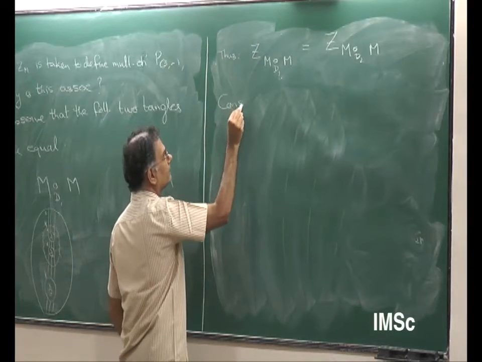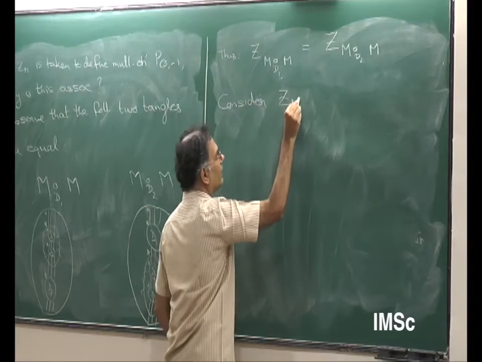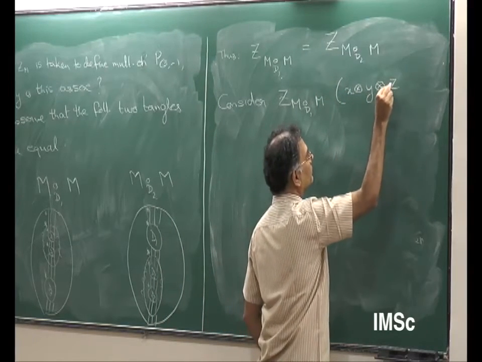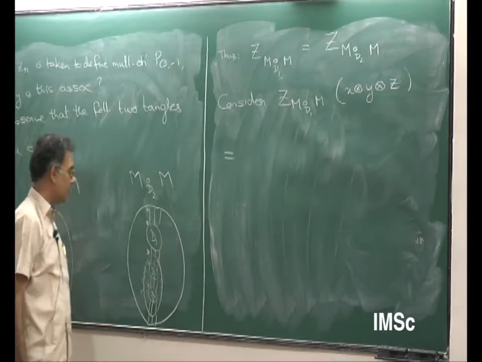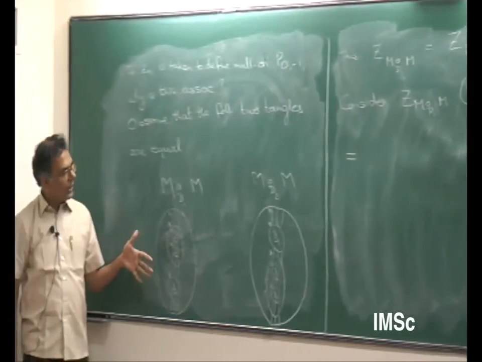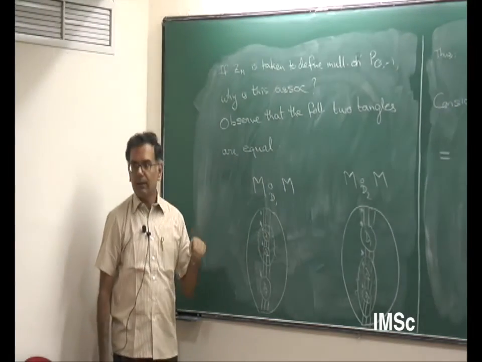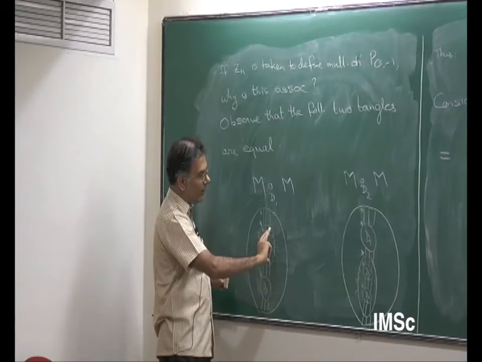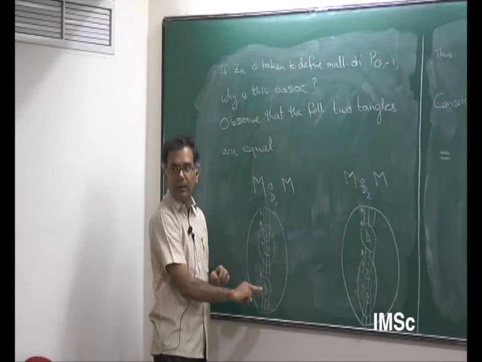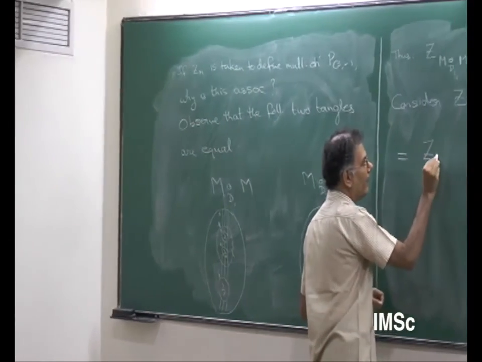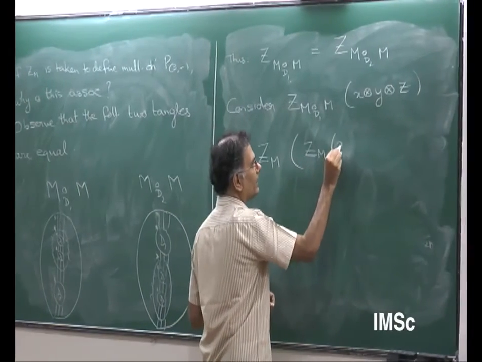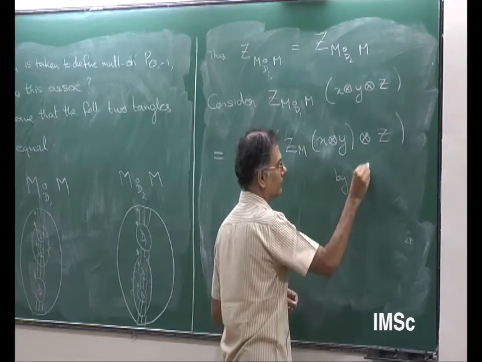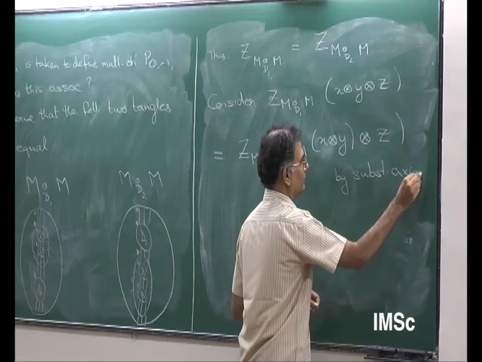So consider Zm circle D1m applied to X tensor Y tensor Z. What is this equal to? The substitution axiom says, so what I'm trying to do is put in X here, Y here and Z here and see what the answer is. The substitution axiom says that it's the same as applying this M to the result of applying this M to X and Y and Z in the other box. So this is equal to Zm of Zm of X tensor Y, tensor Z, by the substitution axiom. That's on one hand.